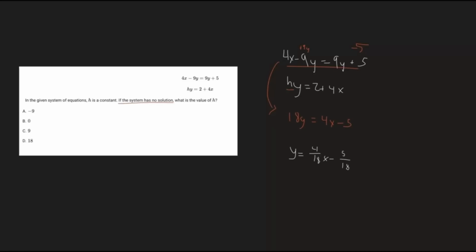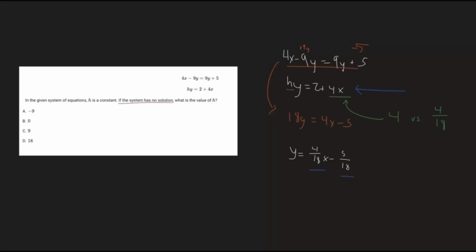All right, so this is our equation, right? That means what we need to do is get the second equation right here to have the exact same slope of 4/18, but a different y-intercept. So let's see if we can do that. So we have hy equals 2 plus 4x. So let's zoom in on this slope, right? The current slope has a value of 4. Let's just ignore the x for now. So the current value of 4 is much different versus the slope that we want, which is 4/18. So how do we go from 4 to 4/18?